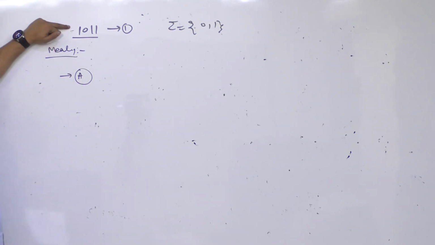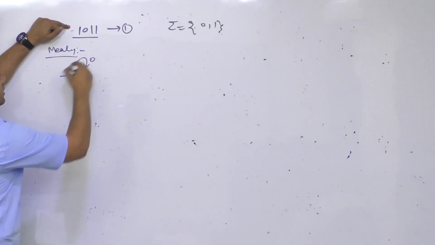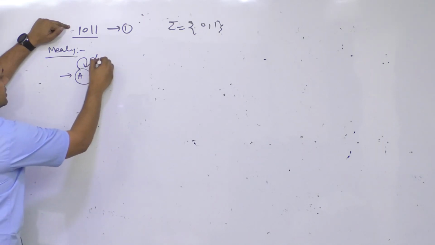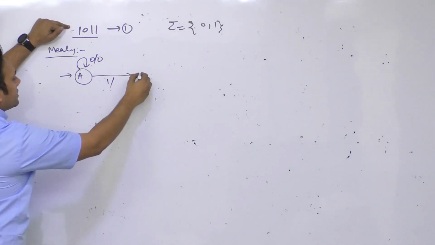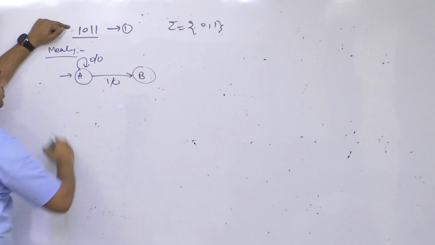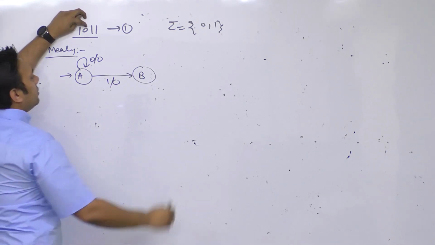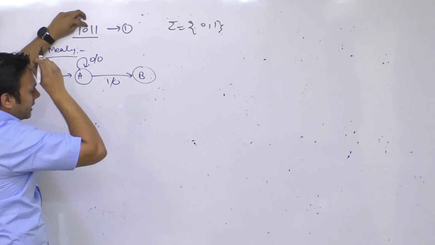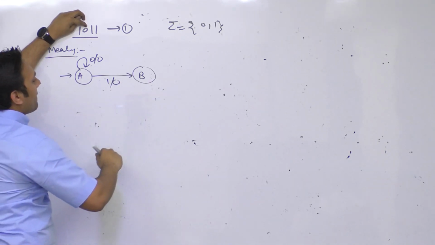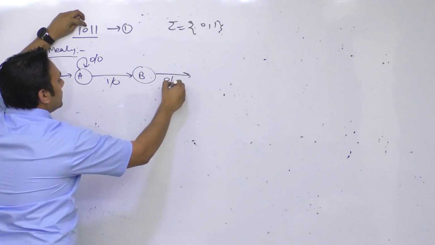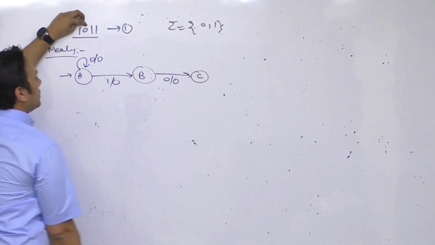So if you get zeros in the beginning, any number of zeros, no problem. We are going to produce output as 0. If you get a 1, you go to state B, and you produce output as 0, because maybe we can find this pattern. Now again, if you are at state B and you get a 0, then you go to state C, and you produce output as 0.